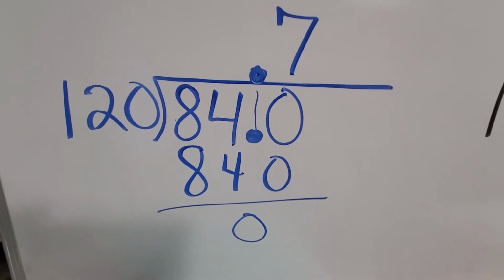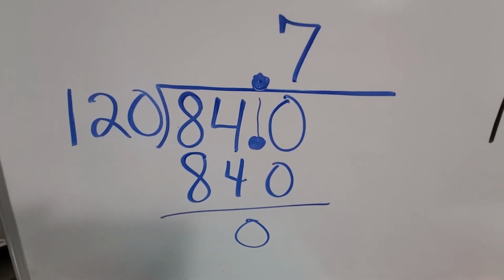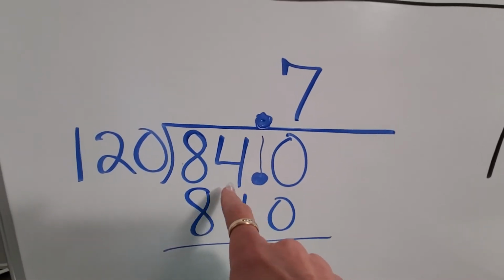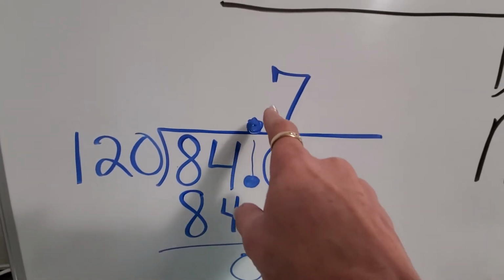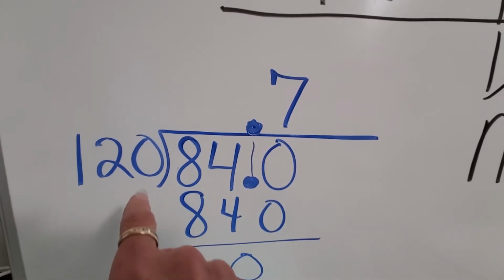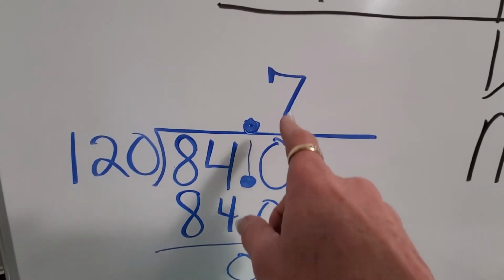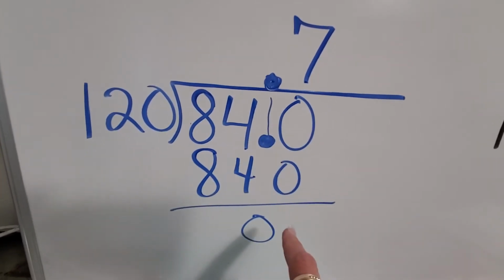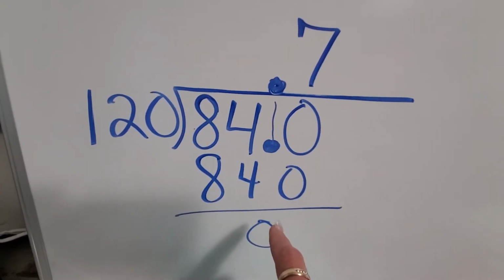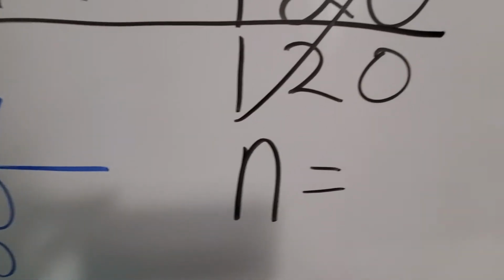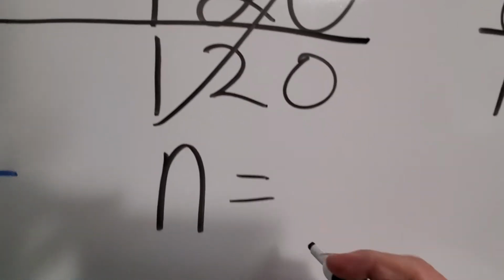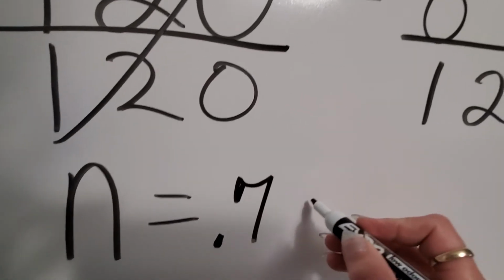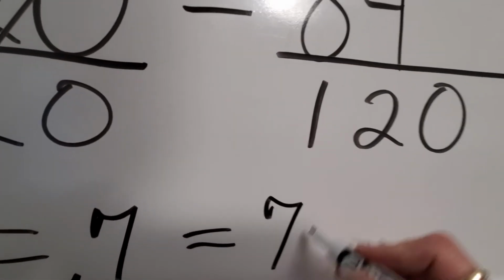Well, it doesn't. So we put our implied decimal point that's to the right of every whole number. We put it where we can see it very obviously. Put it up here so we don't forget it. 120 goes into 84 0.7 times. 7 times 120 is 84. We've hit the end of the road here, and we know our answer is going to be 0.7, which is the same as 70%.